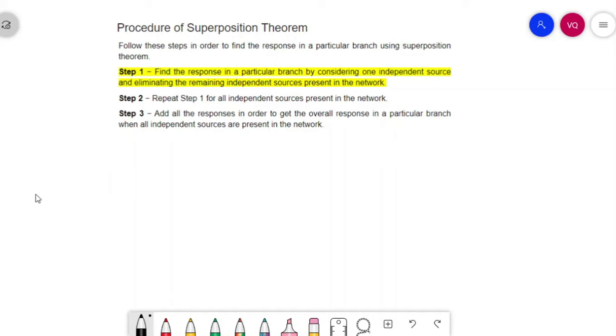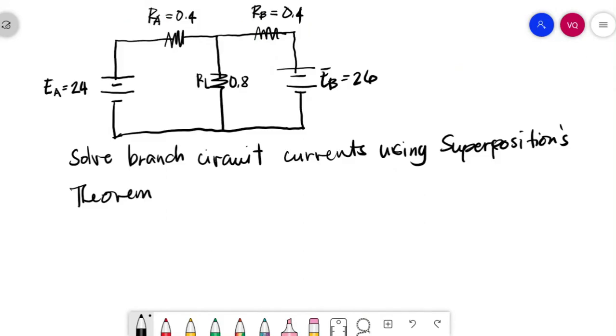Our first example is the first example in Kirchhoff's and Maxwell. We have two batteries, EA and EB. EA has an internal resistance of 0.4 ohms. EB also has an internal resistance of 0.4. And these two batteries are connected to a resistance load which is 0.8 ohms. So solve the branch circuit currents using the superposition theorem.